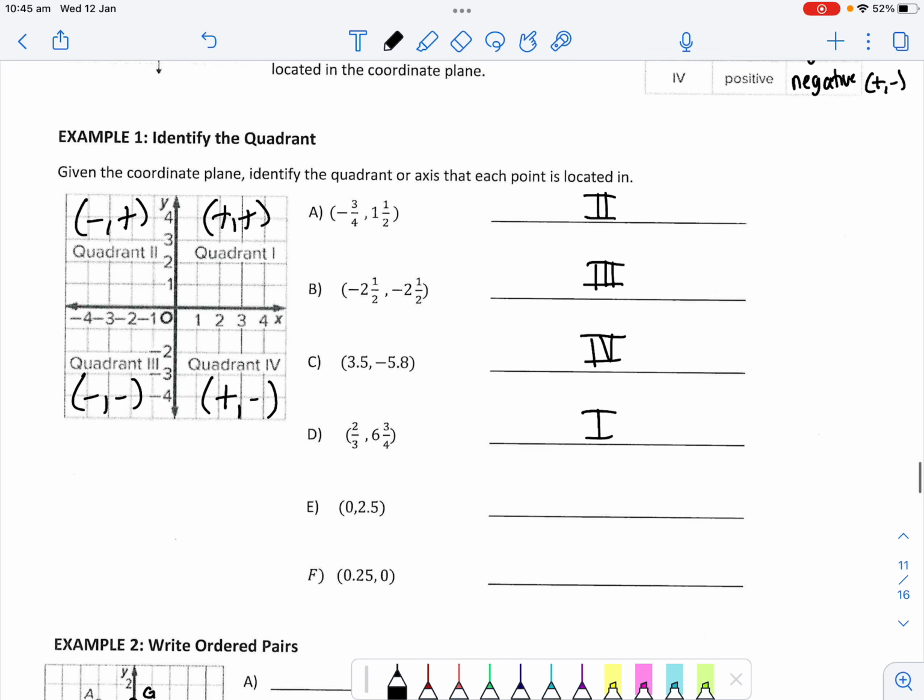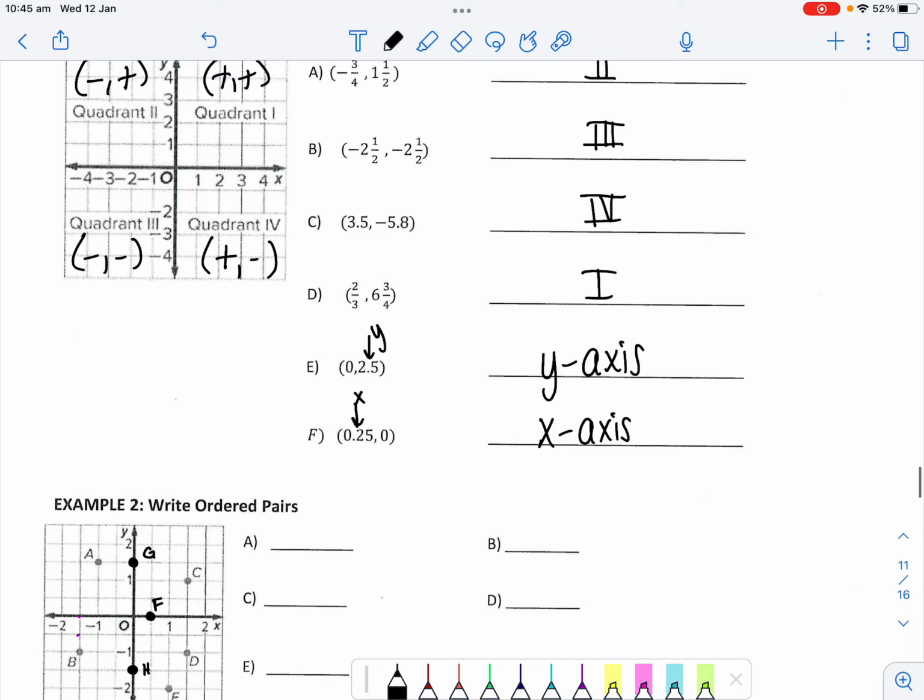Now these next 2 points, 0, 2.5 and 0.25, 0, those don't occur in any one quadrant. They actually occur on one of the axes. This one, the y coordinate is the value, so this is on the y-axis. In this one, the x coordinate is the value, so this one is on the x-axis. So part E means I would stay at 0, stay in the middle, and then go up to 2.5. And then for F, it means I would go to the right 0.25 and then stay there. So if I go straight up, that's on the y-axis. If I go to the right first or the left first, then I'm going to be on the x-axis.